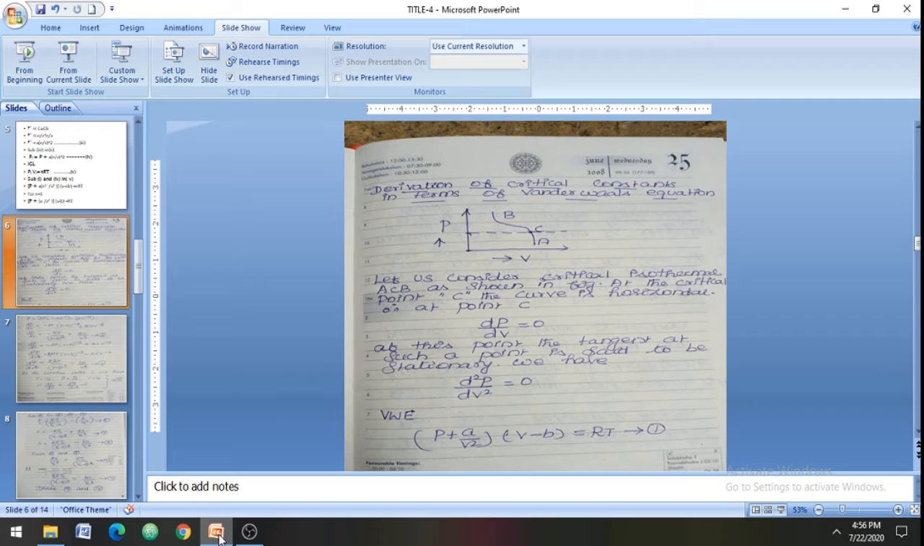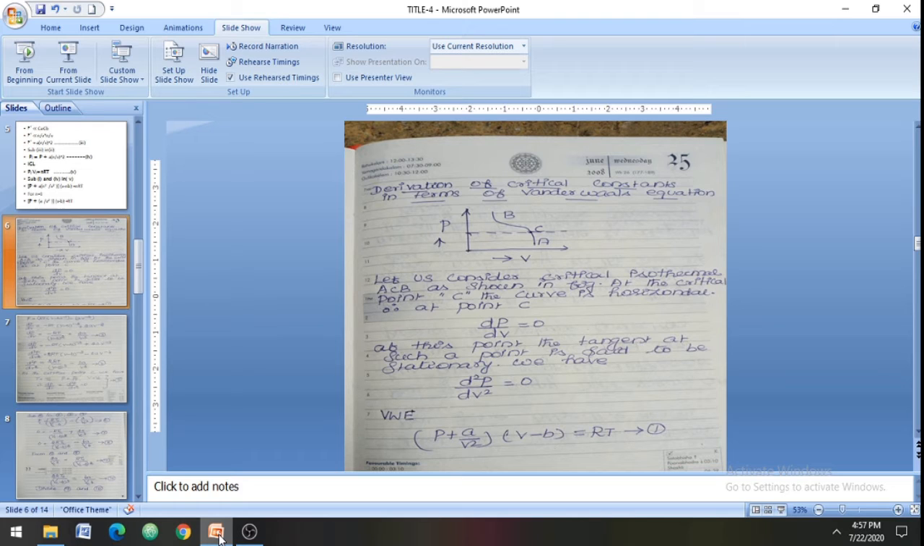At the critical point, what about C? The curve is horizontal at C. Therefore at point C, there is no change in pressure and no change in volume. Under the steady state condition, you are already familiar with the difference between steady state and unsteady state. At point C, pressure cannot change with volume. If any changes were there, it would not be horizontal; it would be going vertical or inclined. But here it is horizontal at point C. So the pressure cannot change with respect to volume.